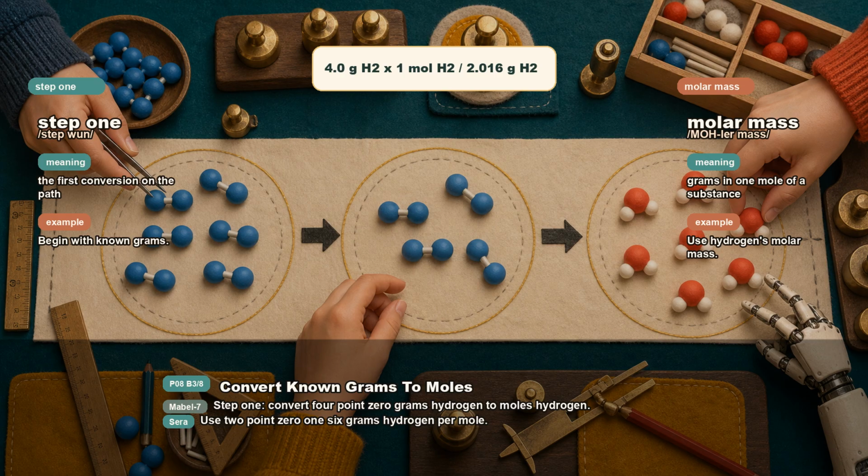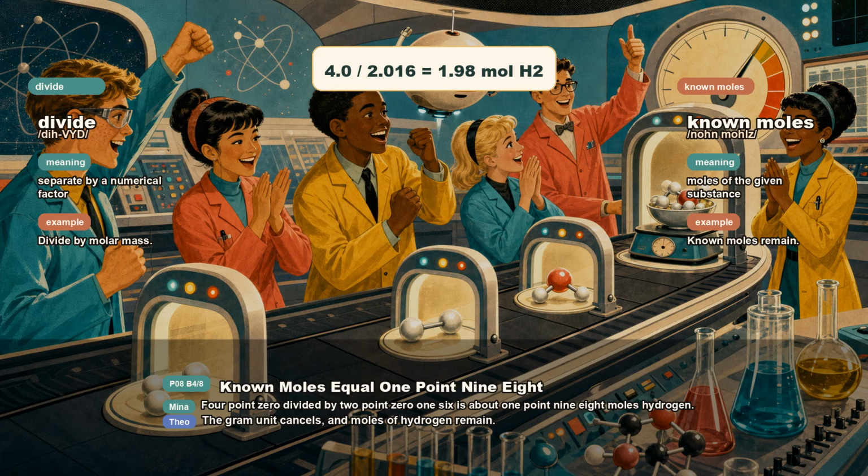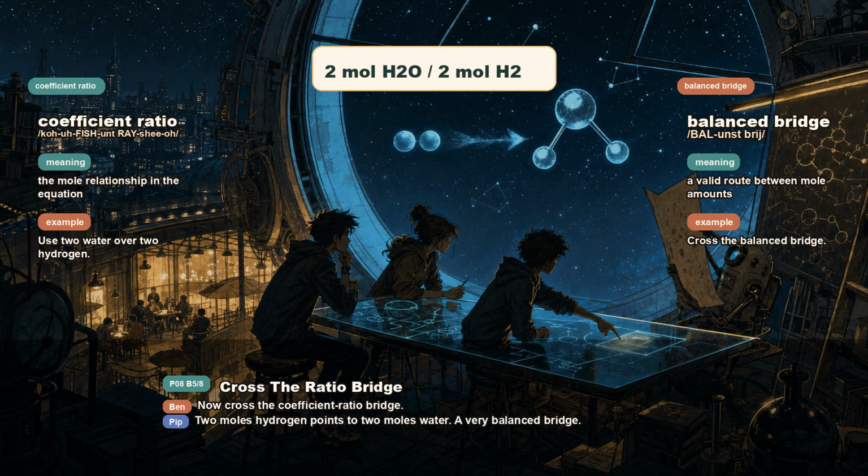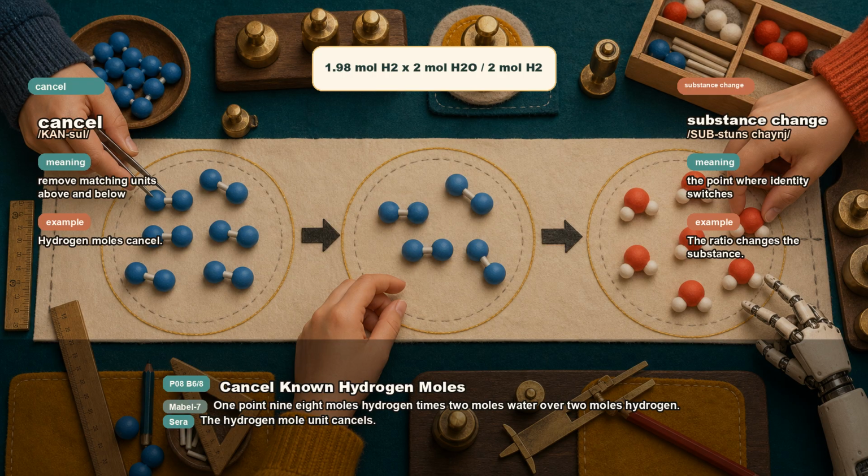Step 1. Convert 4.0 grams hydrogen to moles hydrogen. Use 2.016 grams hydrogen per mole. 4.0 divided by 2.016 is about 1.98 moles hydrogen. The gram unit cancels and moles of hydrogen remain. Now cross the coefficient ratio bridge. 2 moles hydrogen points to 2 moles water. A very balanced bridge.